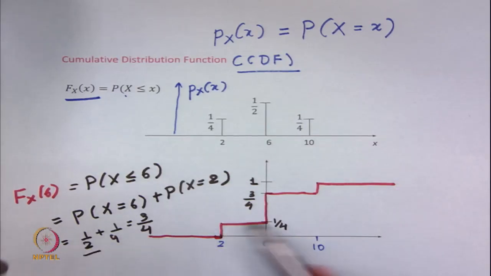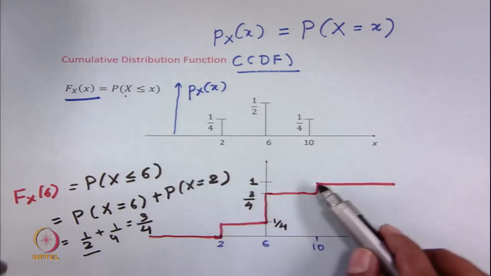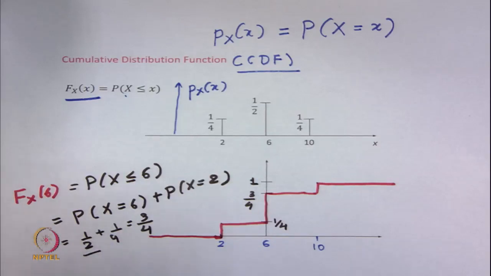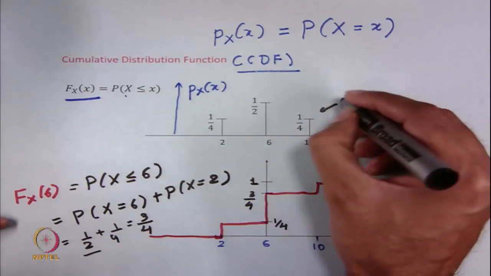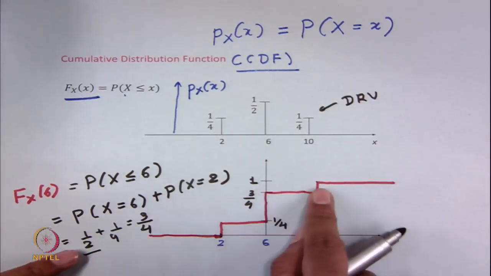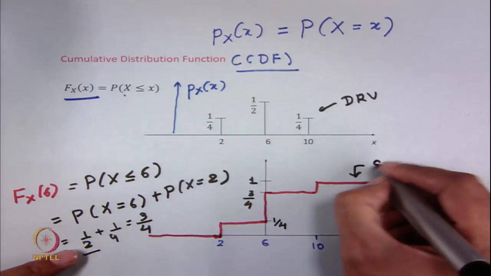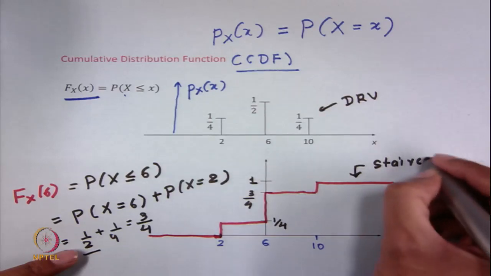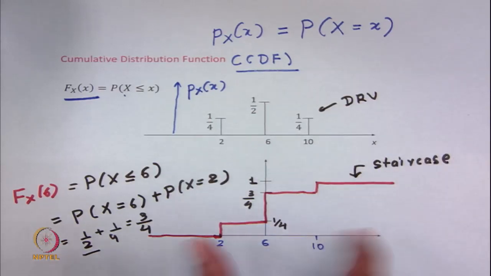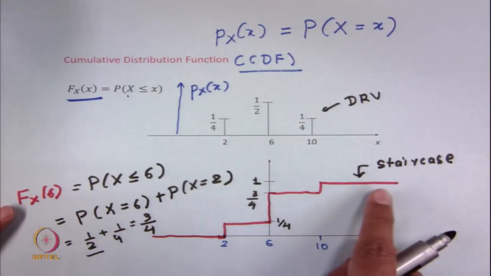So, from this example what we have seen is that the cumulative distribution function of a discrete random variable, so we have been thinking about a discrete random variable, is a staircase. It looks like a staircase. So, if you see a cumulative distribution function that looks like a staircase, then you better guess that it is a discrete random variable.